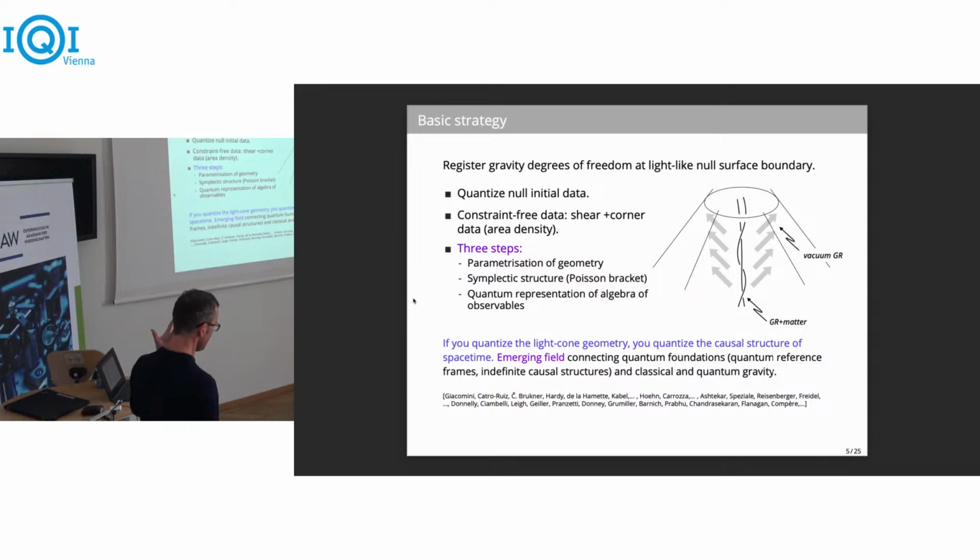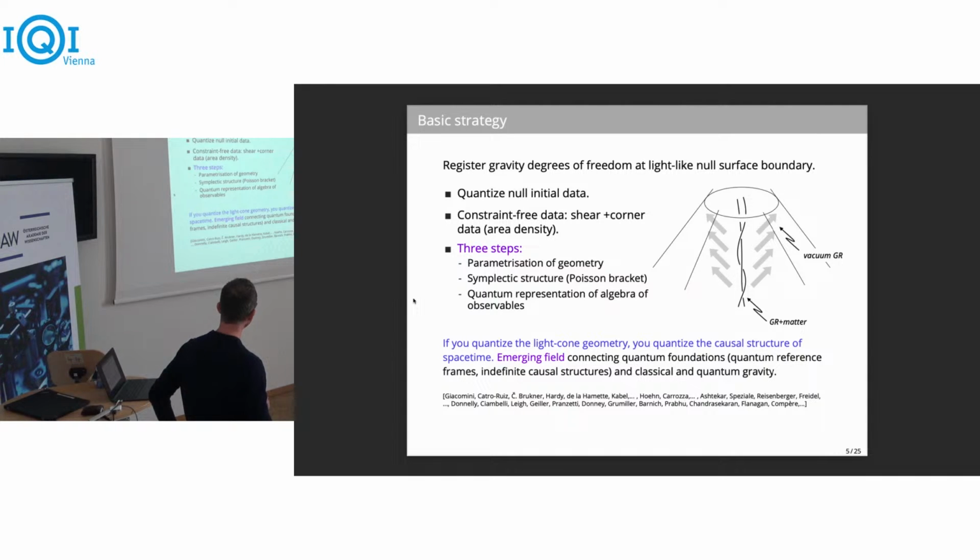And then the procedure, or the steps to follow to make this program work, is to first find a useful, or a neat, parameterization of the geometric data at the null surface. Then you need to equip this space of geometries with a symplectic structure that it inherits from classical general relativity. And then you have to find a quantum representation of the algebra of observables.